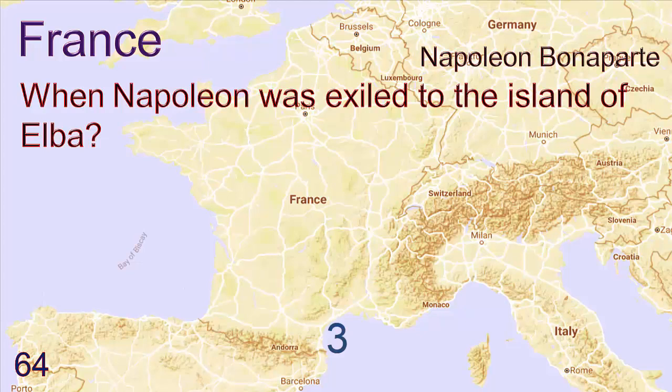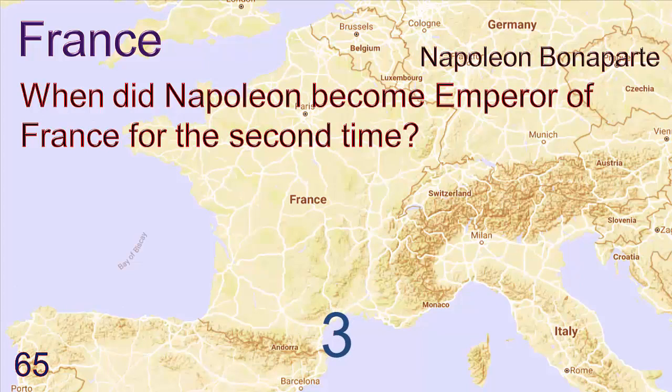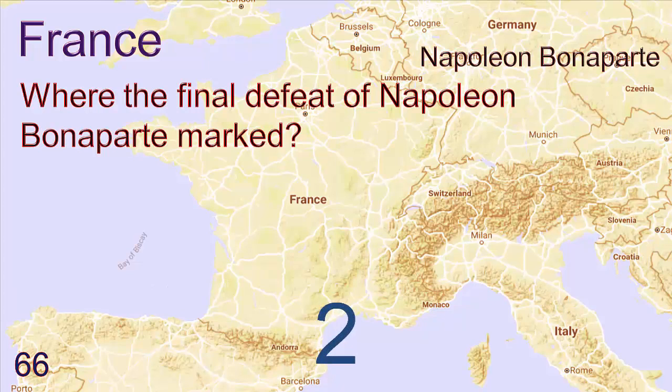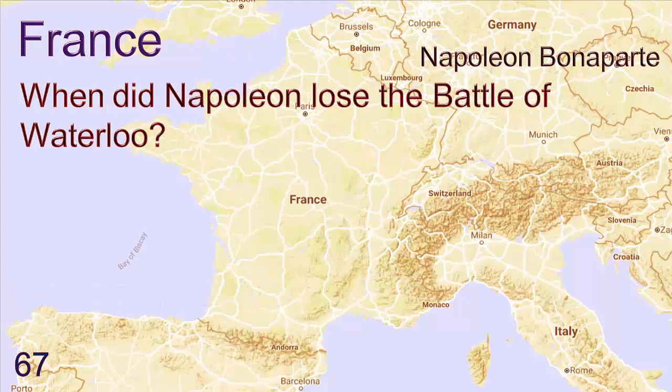When was Napoleon exiled to the island of Elba? In 1814. When did Napoleon become the Emperor of France for the second time? 20th March 1815. Where was the final defeat of Napoleon Bonaparte marked? Waterloo, Belgium. When did Napoleon lose the Battle of Waterloo?